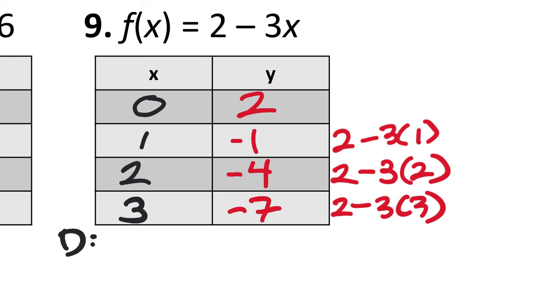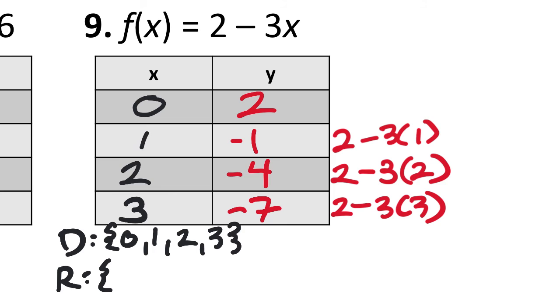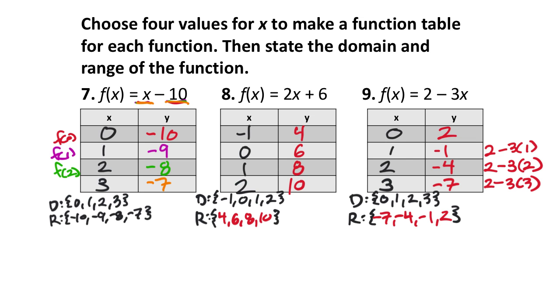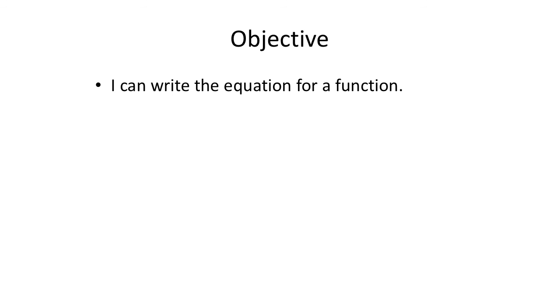Now for the domain and range, again, I'm just going to point this out on the assignment. It wants these listed from least to greatest. And while the domain is fine, 0, 1, 2, and 3, the range is not, because it's listed from greatest to least, but it will want it from least to greatest. So let's put this as negative 7, negative 4, negative 1, and 2. While they may not align with their corresponding values up and down, with domain and range it doesn't matter. We look at these individually. So there's the domain and range for those, at least for the ones that I found. And there's our objective: I can write the equation for a function.